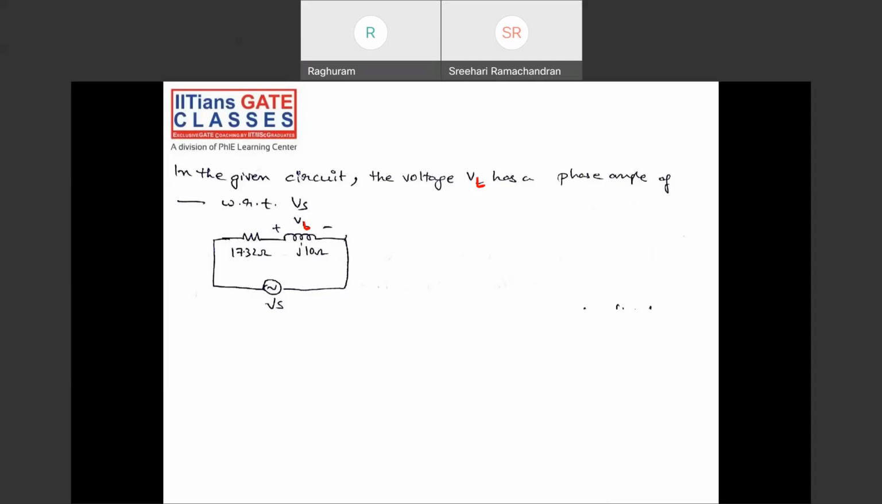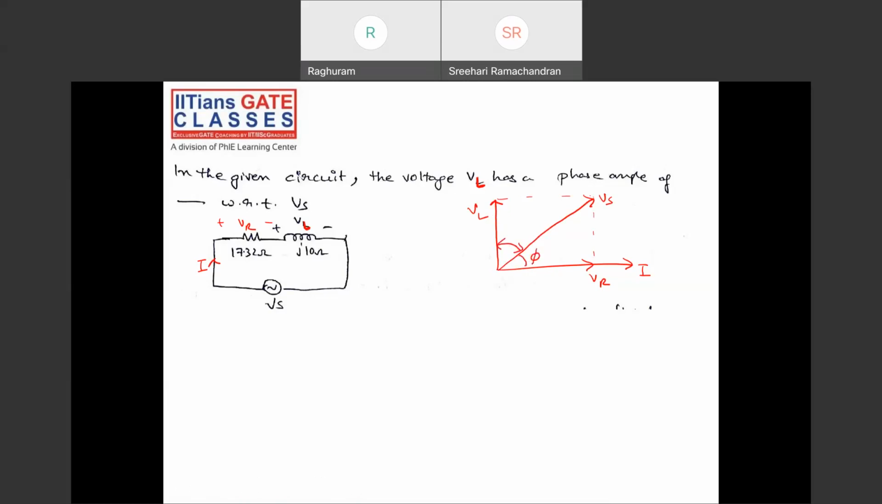See, for this, you need to understand this. This is my current I, series R circuit. So I'll take I as reference because in a series circuit current is the same. I'll call this VR and this VL. VR will be in phase with I. VL will be 90 degrees leading. This is my VS. I need to find the angle between these two. What is this angle?